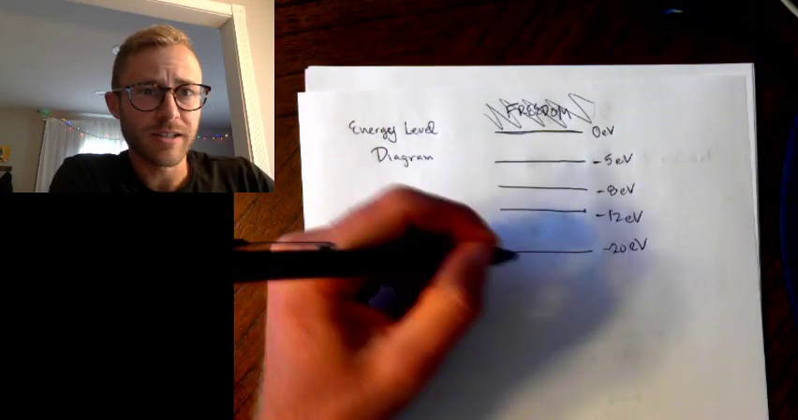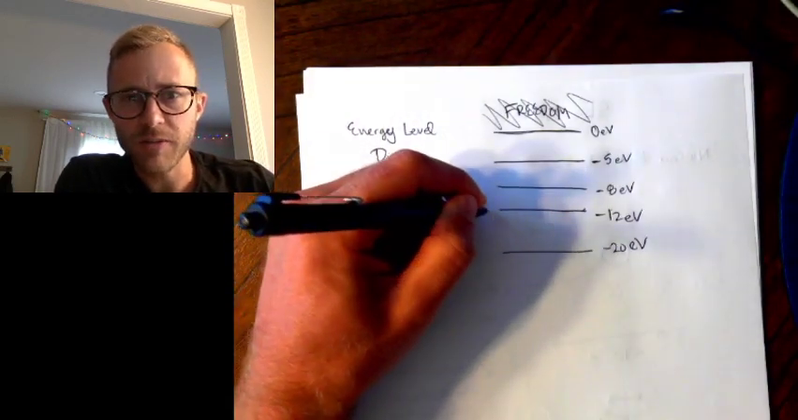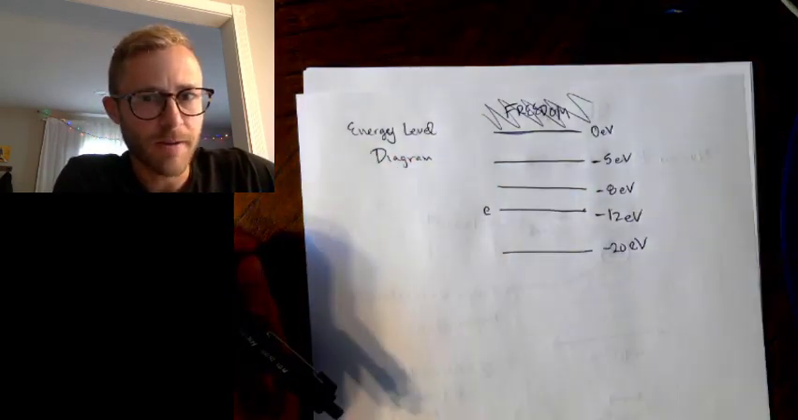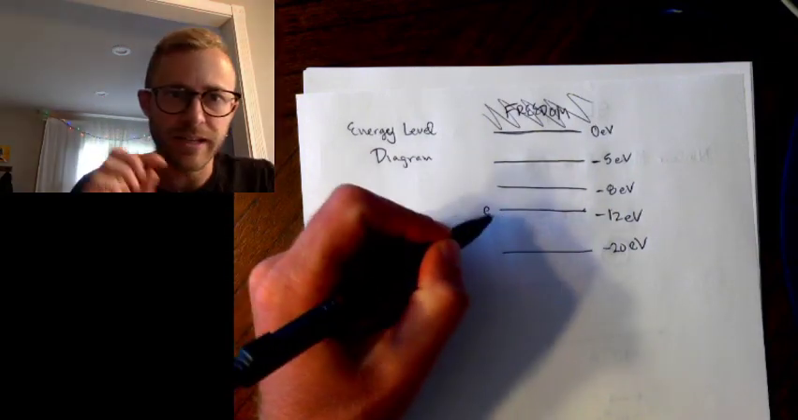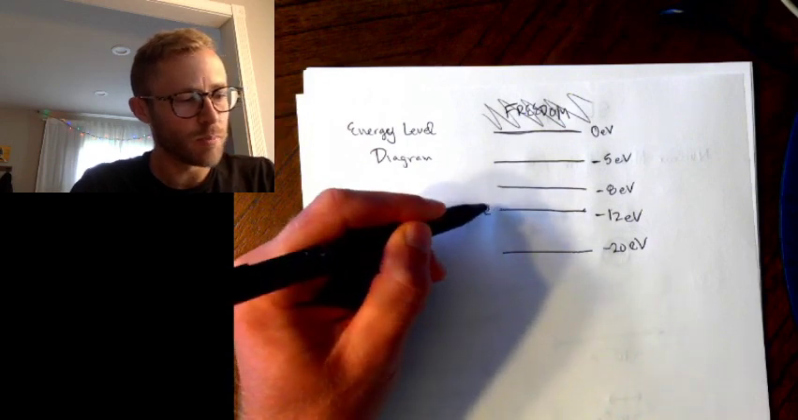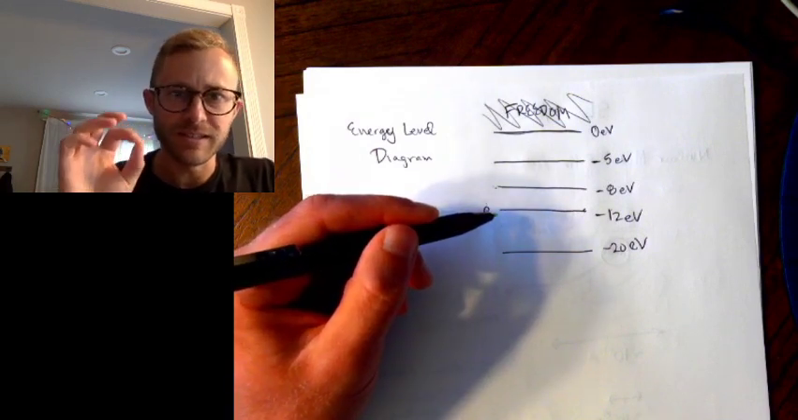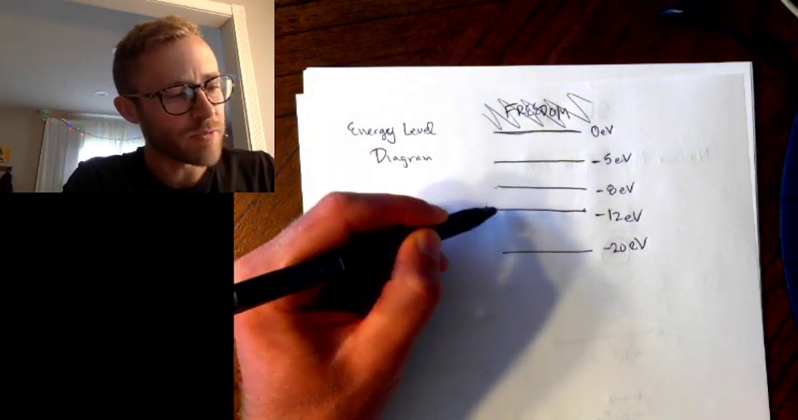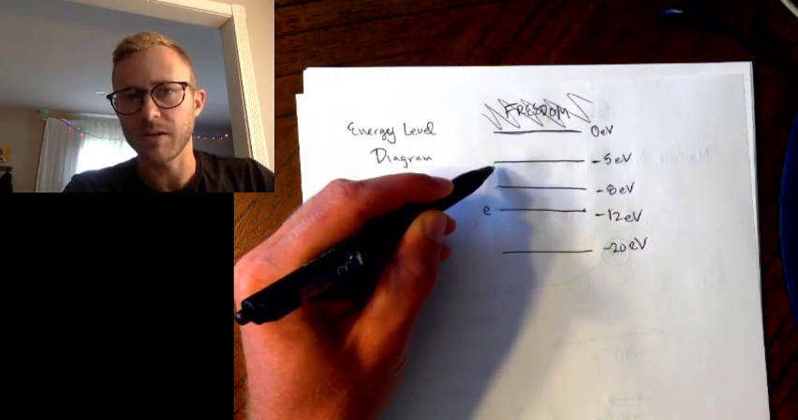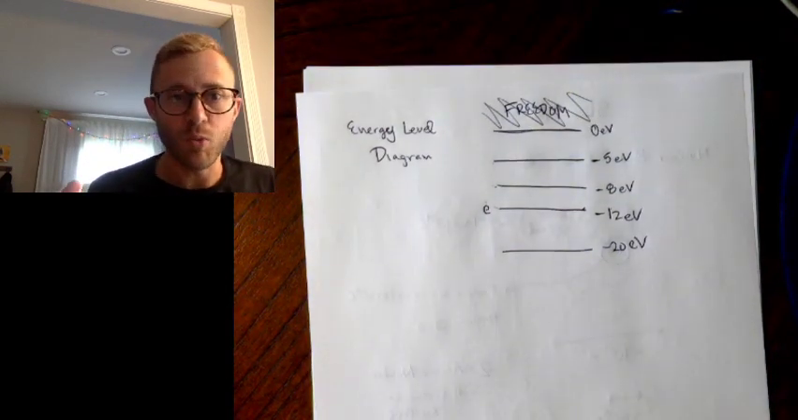So an electron can sit in any one of these energy levels, okay? So let's say you have an electron that's sitting here with minus 12 eV of energy, okay? If you gave it exactly 4 eV of energy, it would bump up to this energy level, okay? If you gave it exactly 7 eV of energy, you would bump it up to the minus 5 eV energy level, okay? But what would happen if you gave it 1 eV of energy?